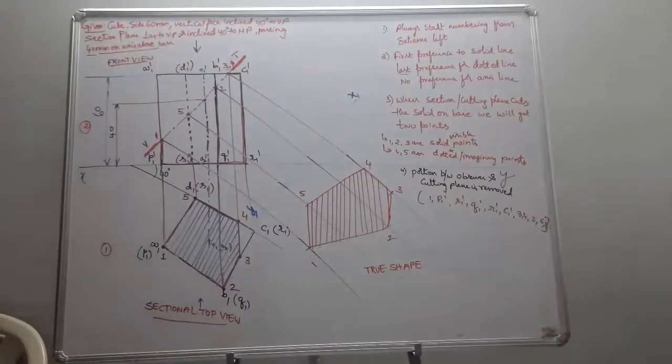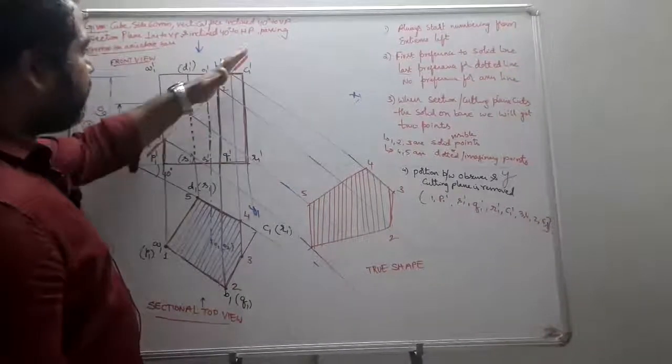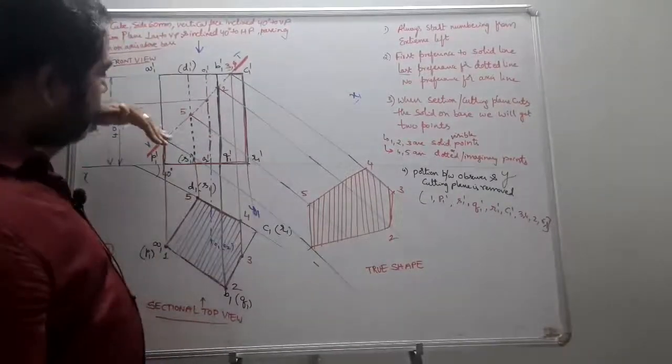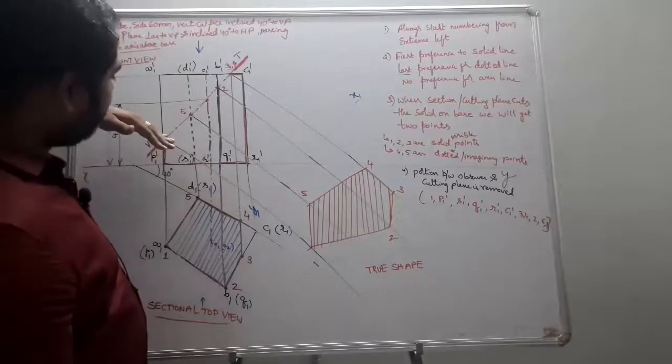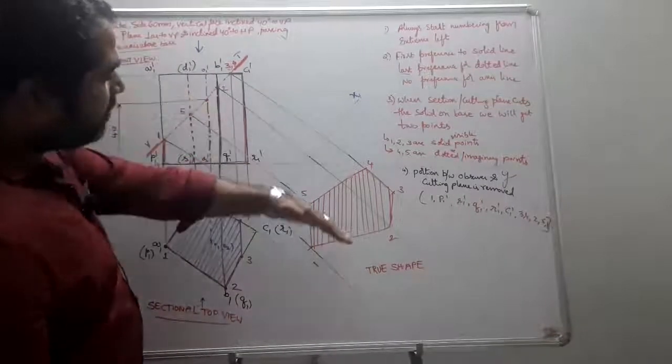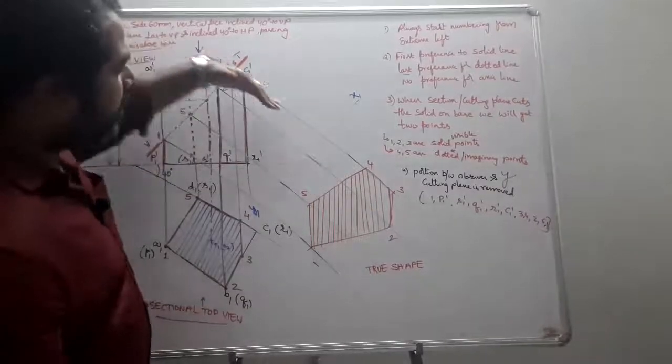Okay, students, is it clear now? Is it clear? The true shape is going to be obtained. Do you understand how the true shape was obtained? So first of all, you take a new reference line parallel to VT. For VT, I draw a parallel line which is X1, Y1. Draw the perpendiculars for X1, Y1 from all the points, that is 1, 2, 3, 4, 5. Draw the perpendicular projectors from all the points.